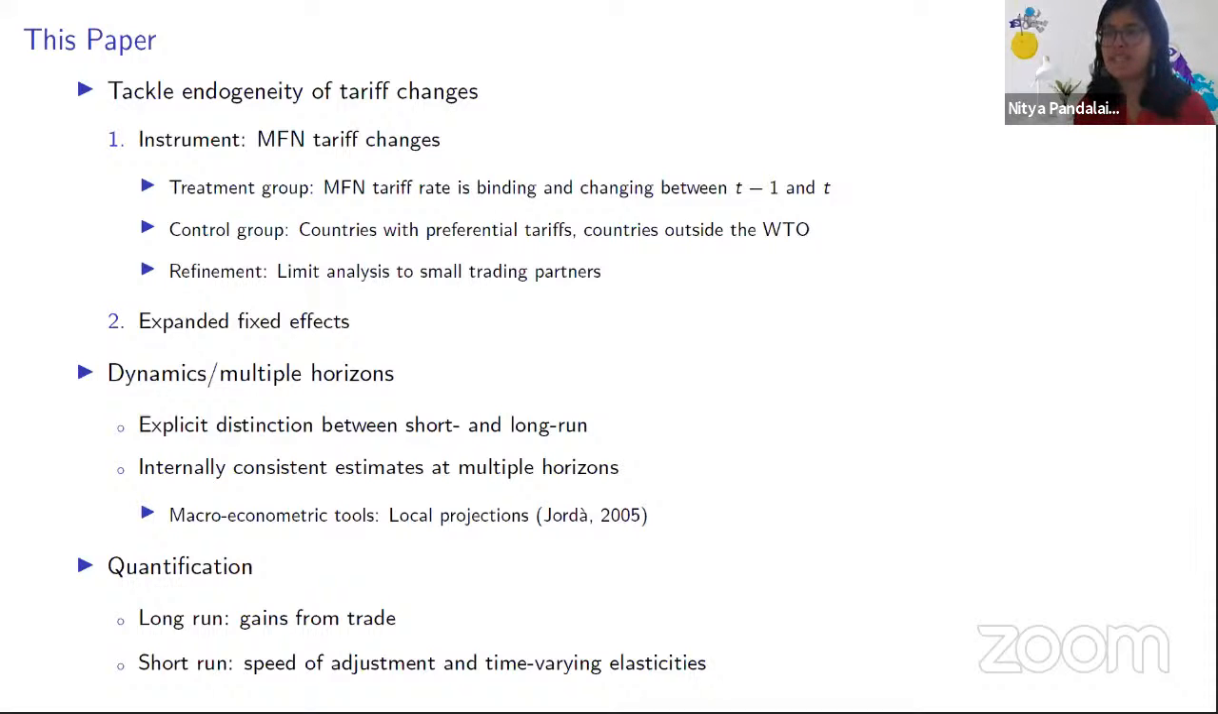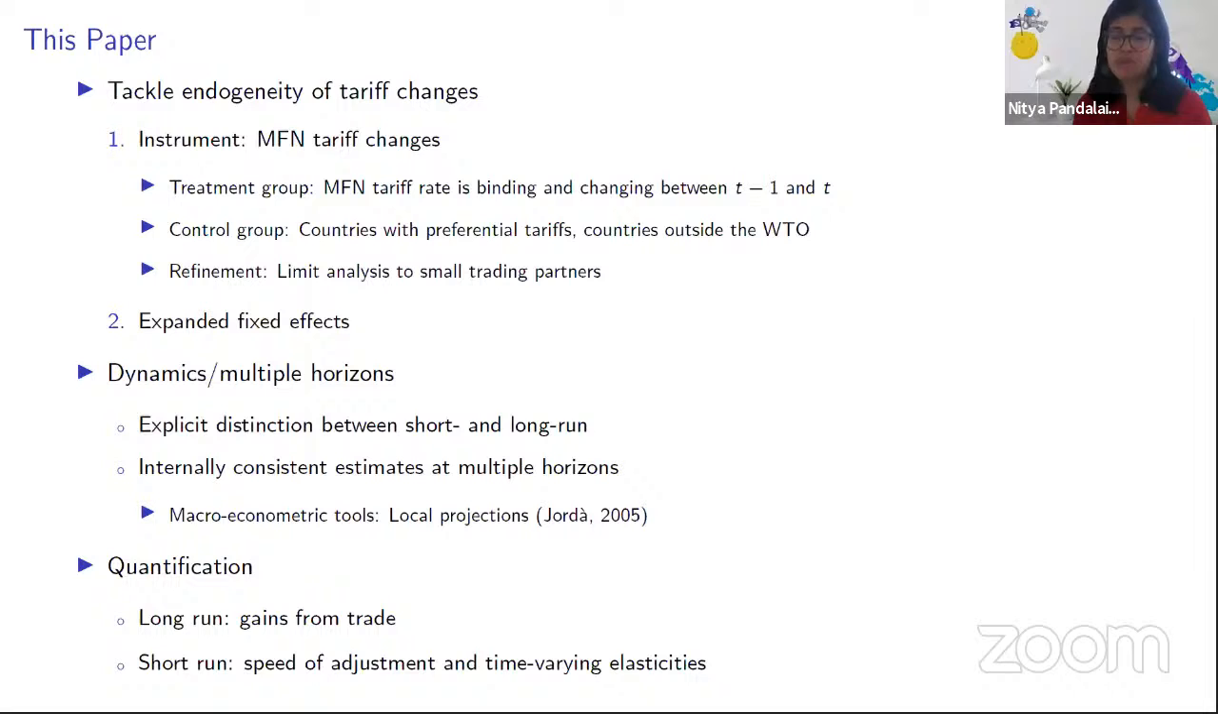You might be concerned that even the initial MFN tariff rate change itself is endogenous and is the response to a specific trade partner in a specific product. And to take that into account, we're going to propose a refinement of this instrument, which is to limit the analysis to the less important trade partners for every MFN tariff change. I'll talk about that more in detail.